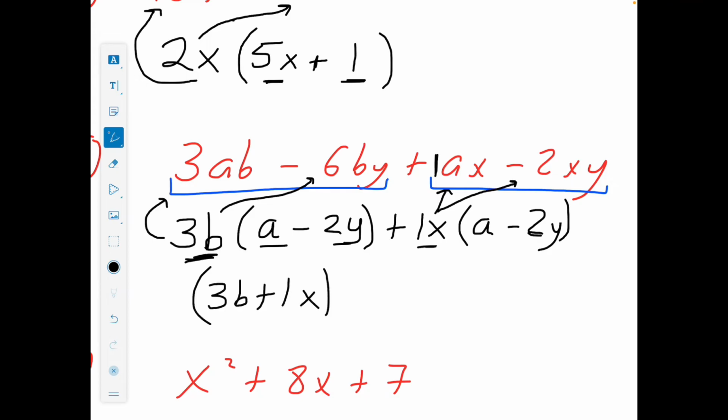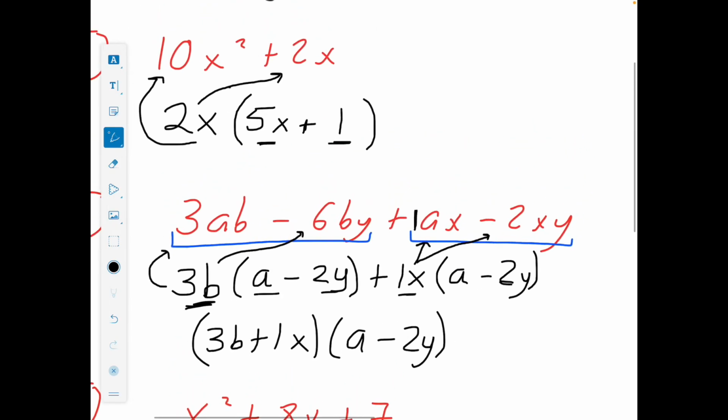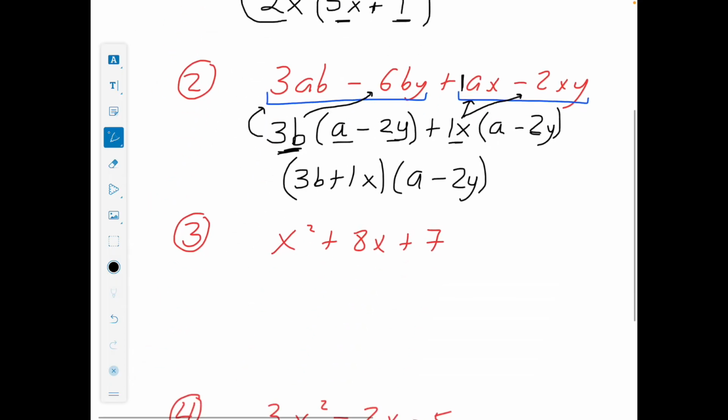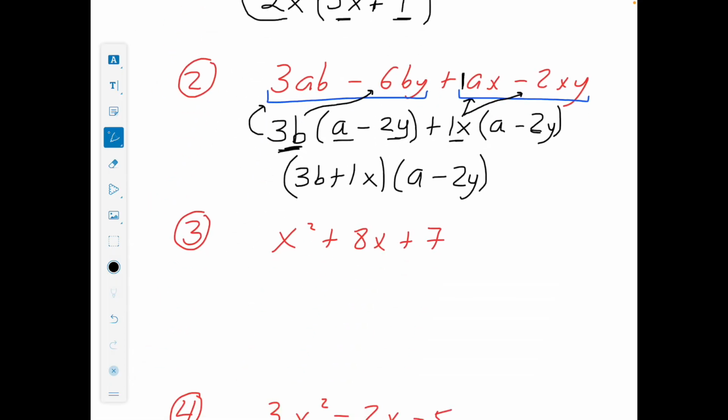Okay, and then our final step, which people sometimes forget, we're going to put this and this together, so the 3b plus 1x, a bracket, and then a minus 2y in a separate bracket. Okay, so that's our grouping. You need to be able to do highest common factor to be able to do grouping. Okay, and just make sure the key point there is that the 2 brackets are the same.